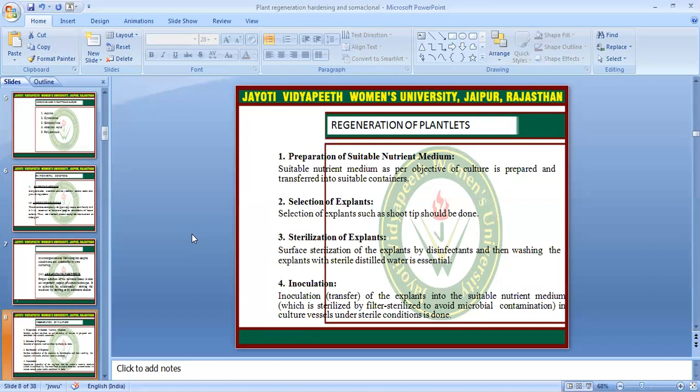The first step is preparation of suitable nutrient media. Then we do the selection of explant. After the selection, we cut the explants and go for sterilization of the explant. We use a disinfectant, and then washing the explant with sterile distilled water is essential. After that, we go for the inoculation process, which means we transfer the sterilized explant into the nutrient media. All this inoculation process is done in the laminar airflow only.